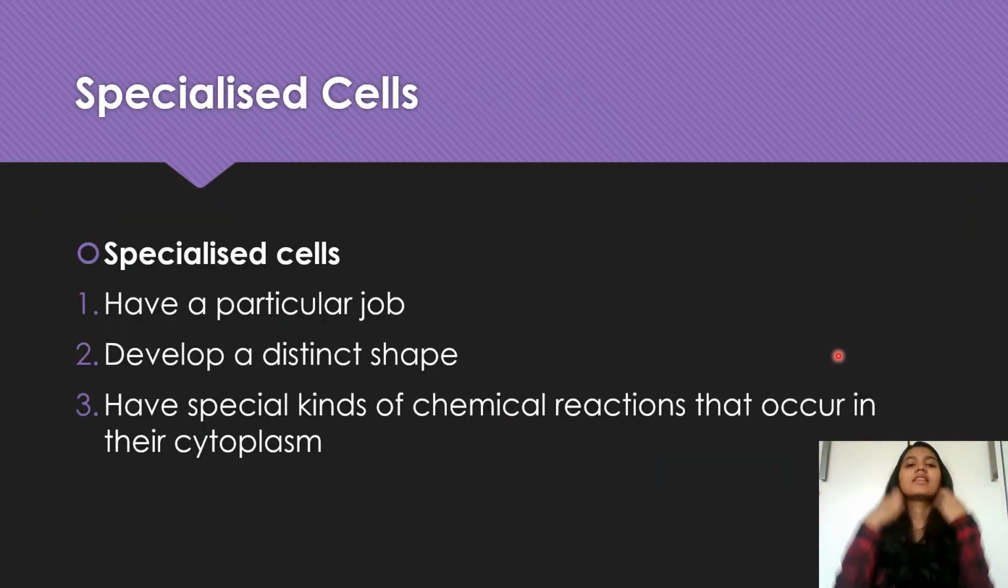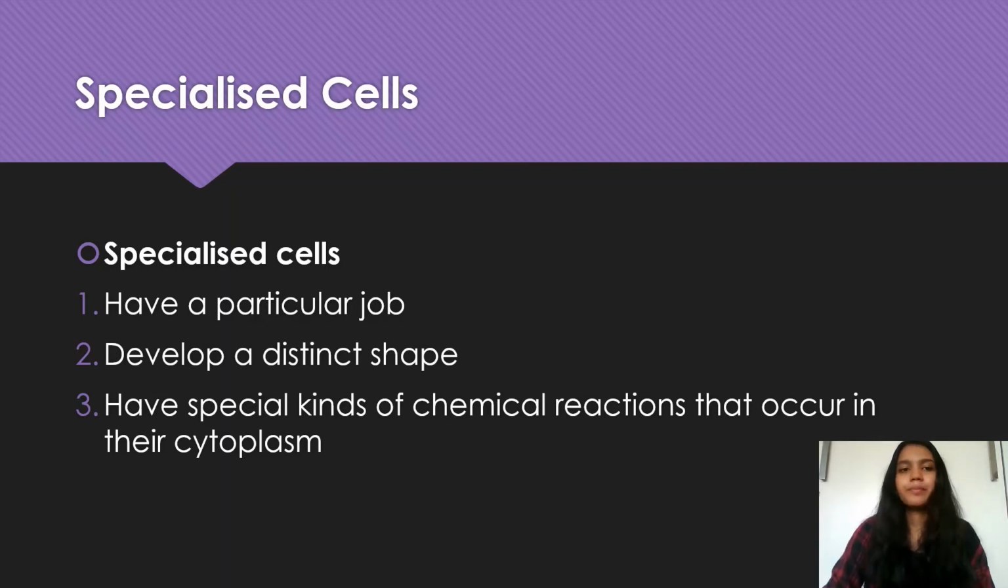Okay, then we have specialized cells. These 3 points were written in my textbook and I always found them helpful just to know and keep in mind. So specialized cells have a particular job. They develop a distinct shape and they have special kinds of chemical reactions that occur in their cytoplasm. Again, you just need to learn this. I can't really explain this slide, but it's self-explanatory.